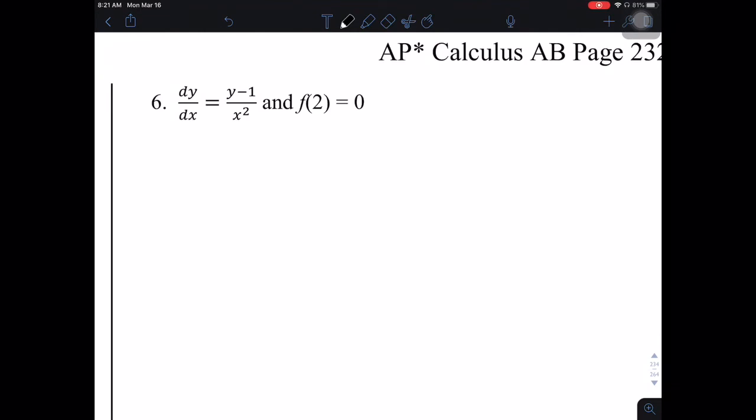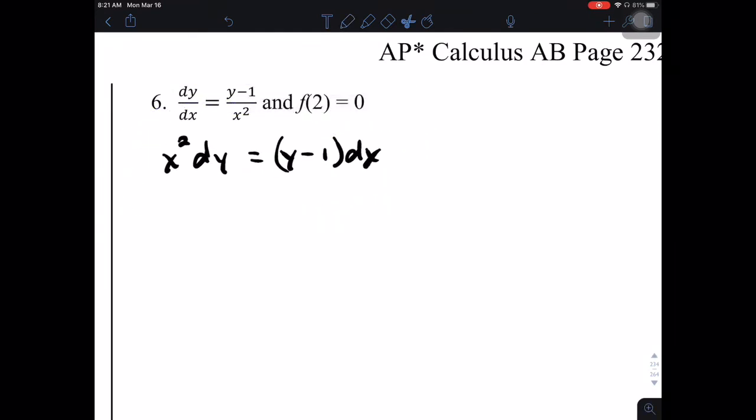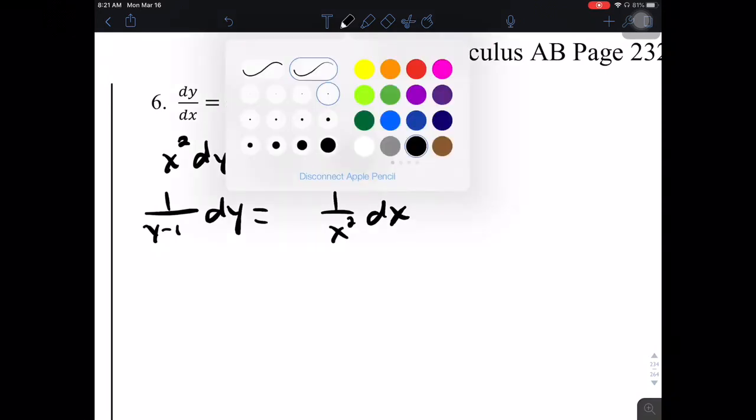I need to first of all get rid of my fractions. I'm going to multiply both sides by x squared and both sides by dx. Now, if you're not careful, you might think that your variables are separated, but they're not. The left side has x's and y's, the right side has x's and y's. Then I'm going to divide both sides by x squared. That's going to give me 1 over x squared dx. I'm going to divide both sides by y minus 1. It's going to give me 1 over y minus 1 dy. Now my variables are separated.